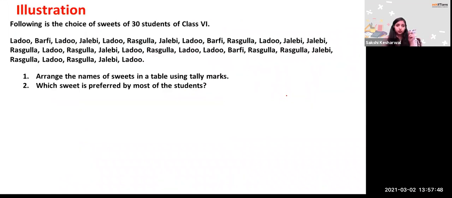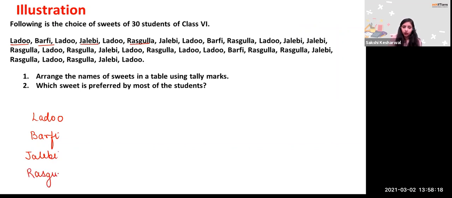Now let's do this question. Following is the choice of sweets of 30 students of class 6. Let's take an example. What are the things they have? You have laddu, barfi, jalebi, rasgulla, right? Is there anything else apart from this? No, nothing. So how are you going to do this? See, I'll tell you. Just write it out over there. So this is laddu, barfi, jalebi, and rasgulla. This is how we write, right?